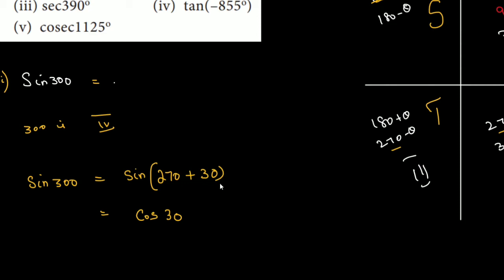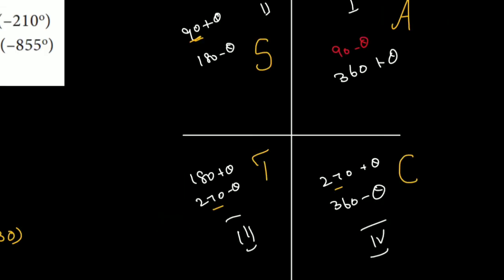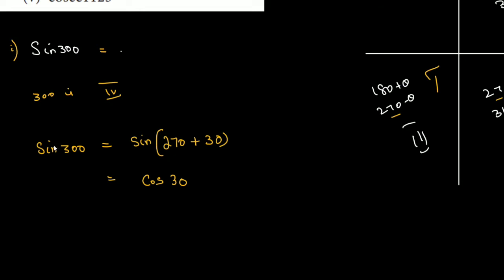Sine of 270 plus 30 is cos 30. 270 plus 30 is in the fourth quadrant. Cos is positive, so sine will be negative. The question is sine, right? Sine should give a negative answer. Don't see cos here and put positive. You have to check here. Sine is giving a negative.